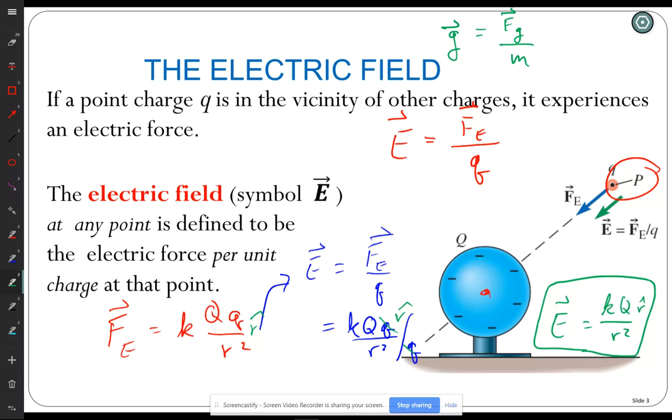Okay. Thank you. What does the r hat mean again? R hat means in the direction that's separating the two.